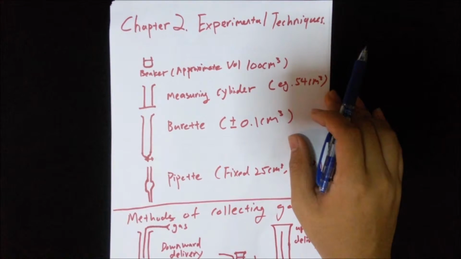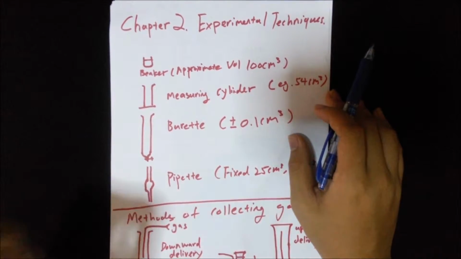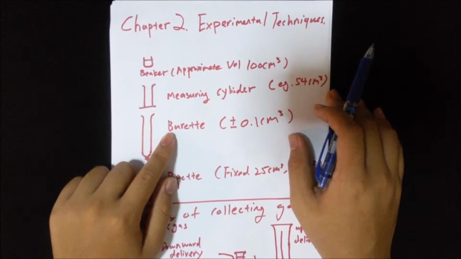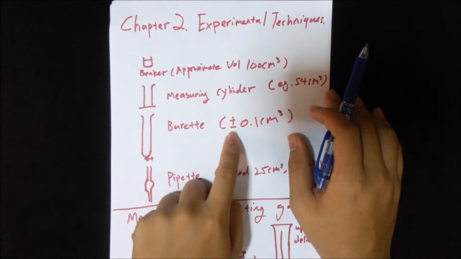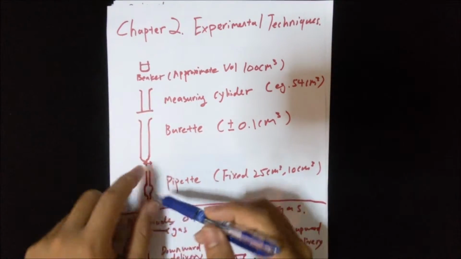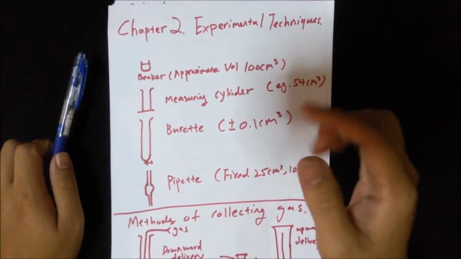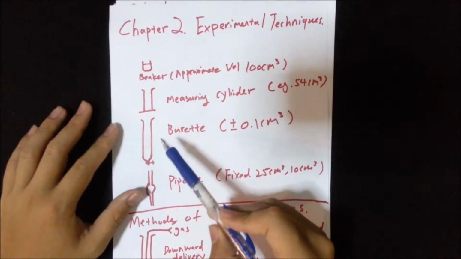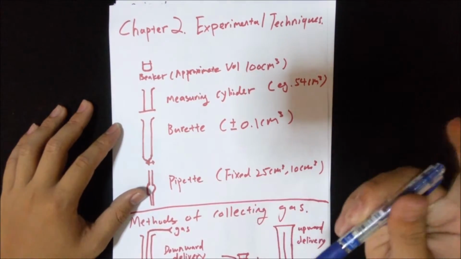For the measuring cylinder, it is used when we want to measure a certain volume to be used in the experiment. Next we will look at the burette. The burette measures to plus or minus 0.1 cm3. And you see there's a tap here, so you can slowly open the tap to release the liquid inside. This is usually used in the process of titration.